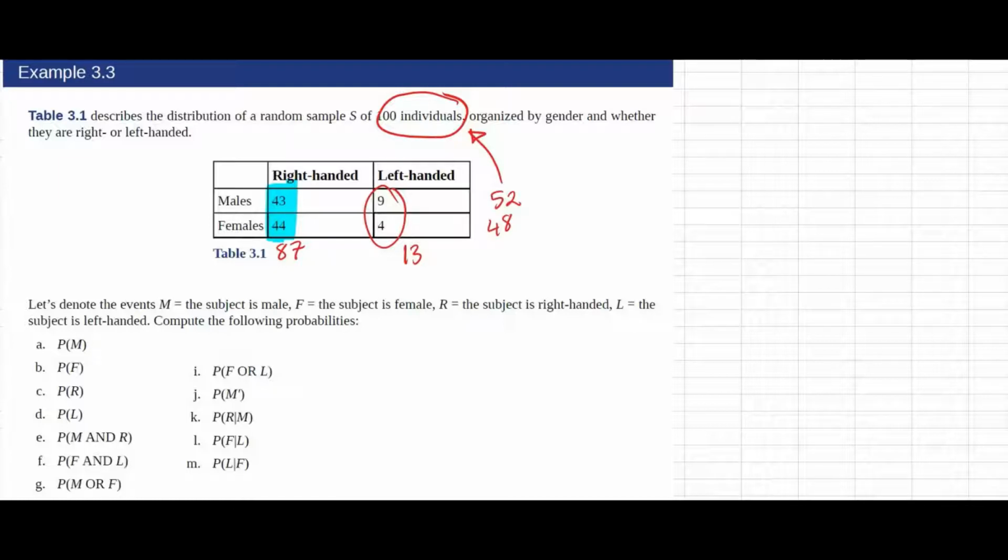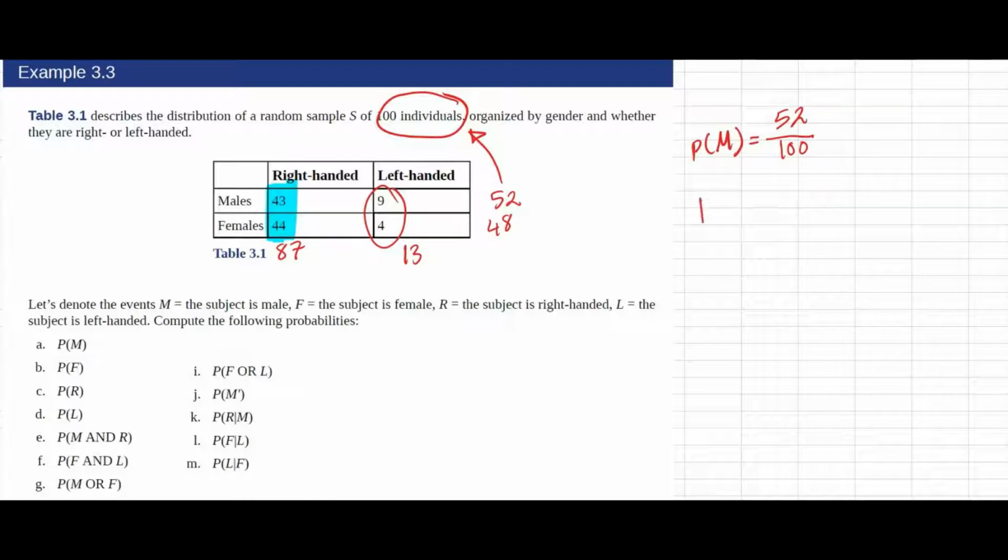So the first question says, what is the probability of M? Meaning, what is the probability of selecting a male? If you're selecting an individual, what is the probability that you're going to select a male? That is, how many males in this survey to select from out of how many total people I am selecting from? I'm selecting from the total of 100 people. In how many ways can I select males? I have 52 chances of selecting a male because that is how many males there are.